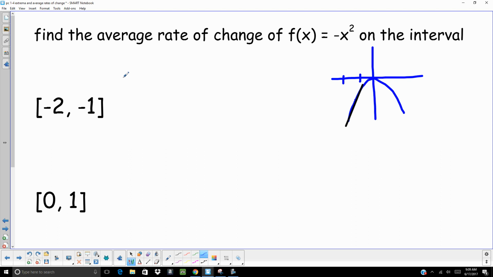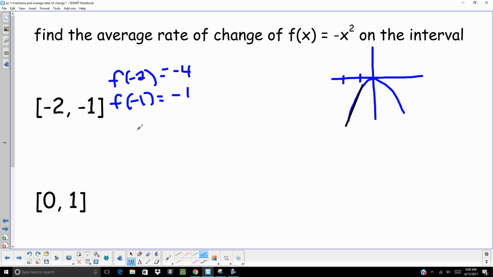So I need to find f of -2 and f of -1. Well, when I do that, I'm going to get -4, because -2 squared is 4. Then you put your negative sign. That negative sign is not being squared, and that's going to be -1.